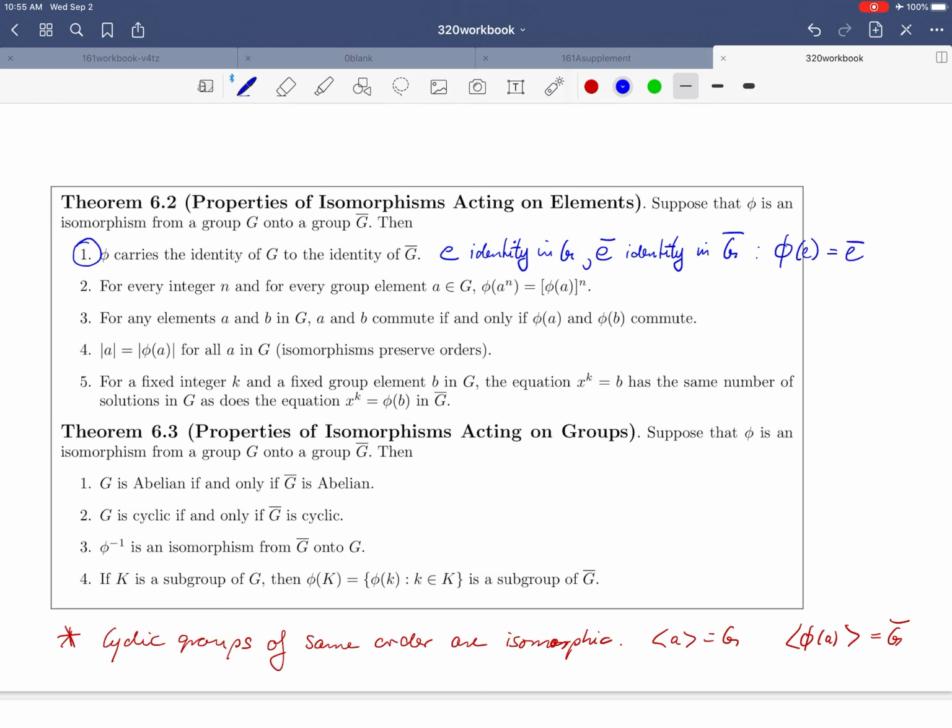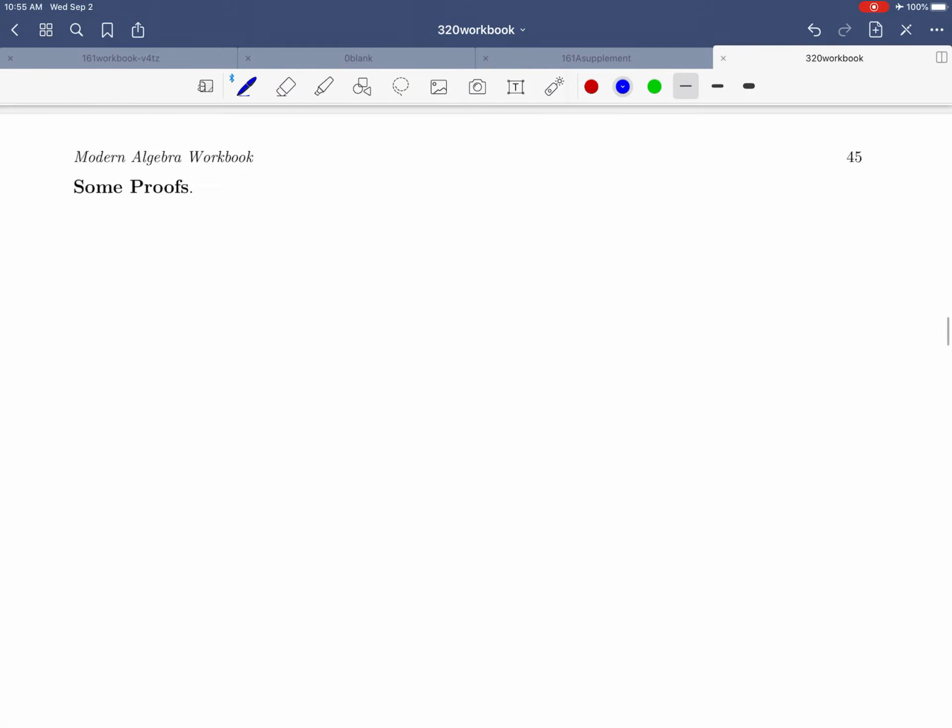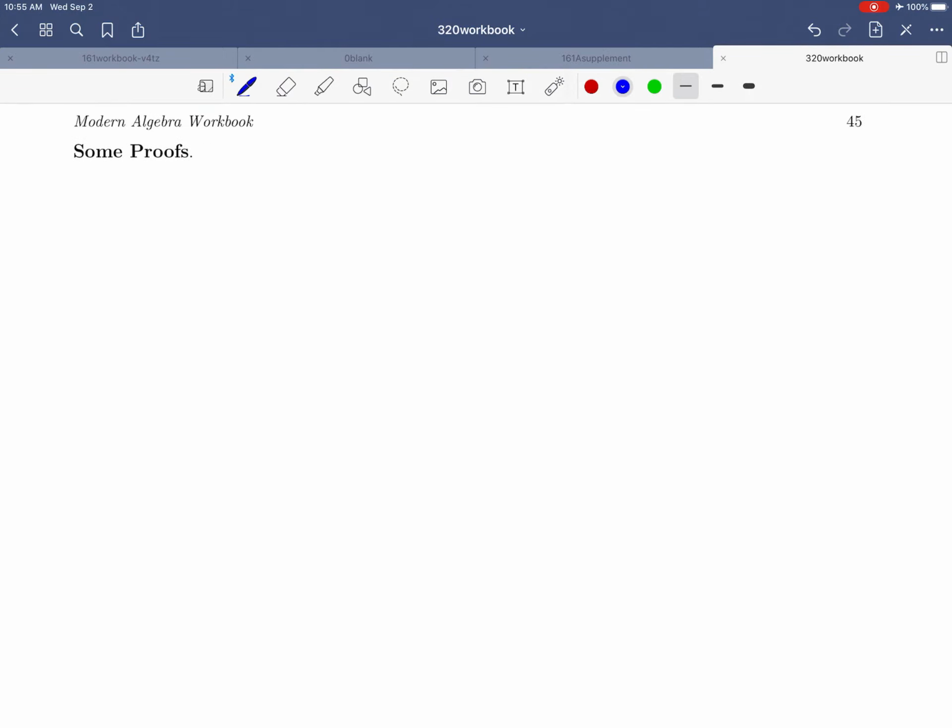So that is going to be the strategy of this proof, what we need to do to show that an isomorphism phi carries the identity in G to the identity in G bar. Okay, let's prove that. So proof for 6.2, property 1. So what we just said was that we named the two identities.